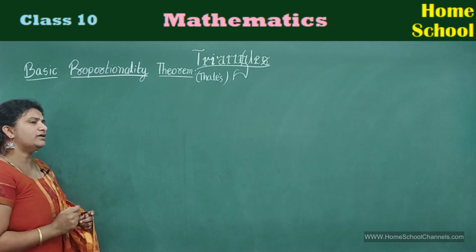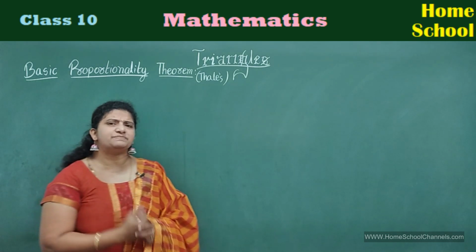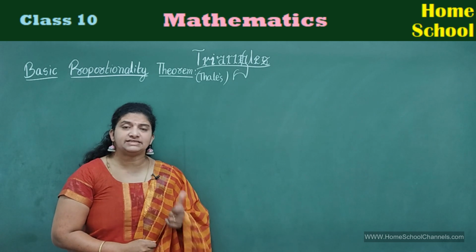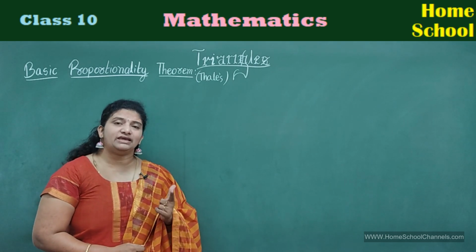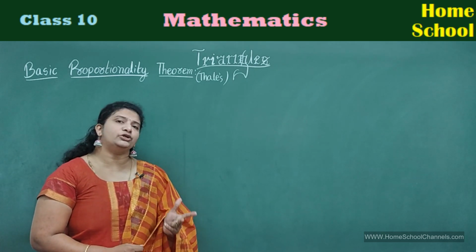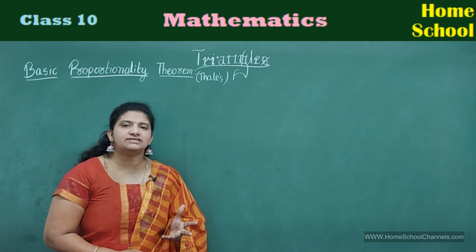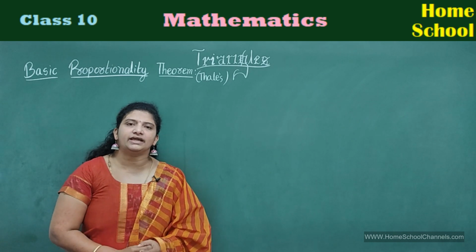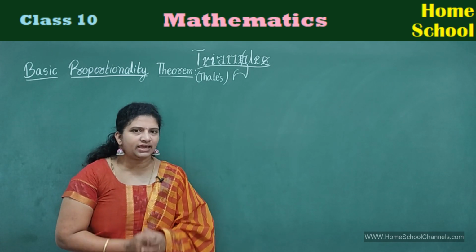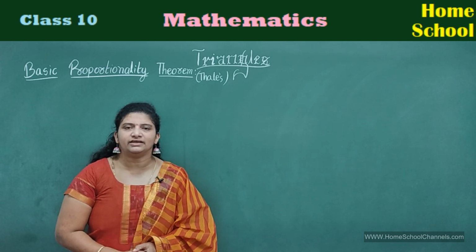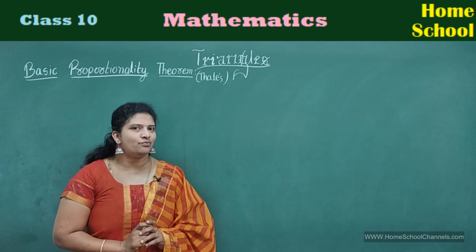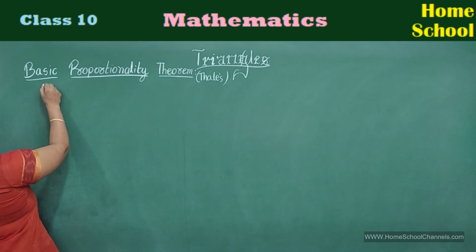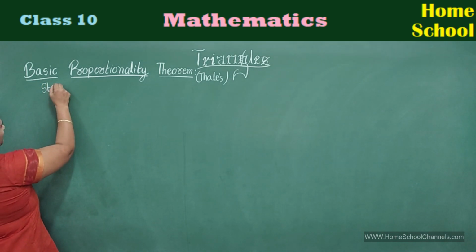So, for writing a theorem, 5 steps are very important. What are the 5 steps? First one is statement, second one given data, third one to prove, fourth one construction, and fifth one is proof. Every step contains marks. So, be careful whenever you are writing a theorem. These 5 steps are very important. So, let me start with the first step, that is statement.